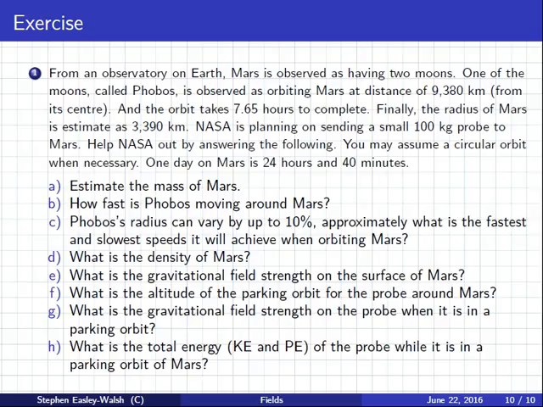NASA is planning on sending a small 100 kilogram probe to Mars. Help NASA by answering the following. You may assume a circular orbit when necessary. One day on Mars is known to be 24 hours and 40 minutes, so about the same as Earth. So the first thing you need to do from your observatory is estimate the mass of Mars. How fast is Phobos moving around Mars? And so on. So we'll leave this one as your homework and we'll do it in the next class.